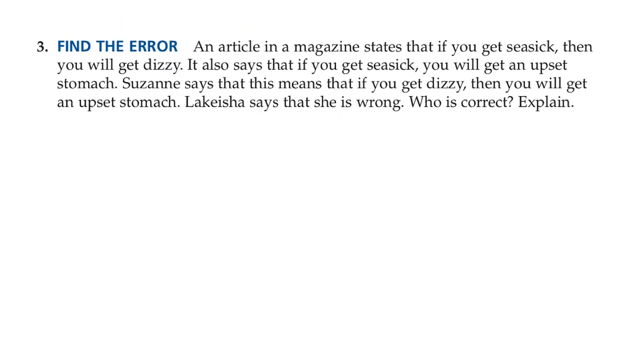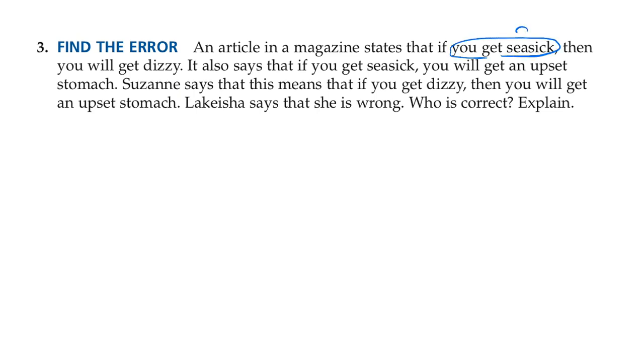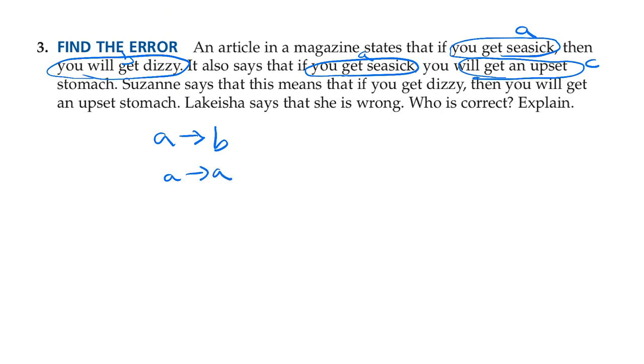Let's find an error here. Okay, so an article in a magazine states that if you get seasick, that's our A, then you will get dizzy. That's B. Okay, so we know A implies B. And it also says that if you get seasick, so that's A, then you will get an upset stomach. So I'm just going to circle this part and call this a new thing, so I'll call it C. And we also know A implies C. Okay?